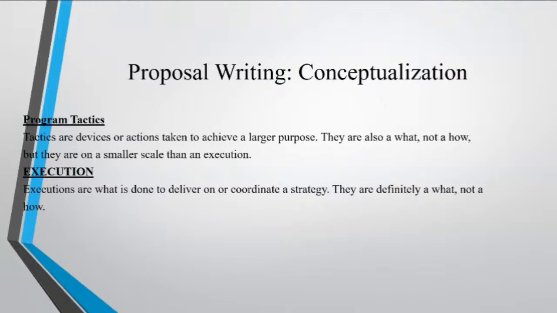So before we get to SMART objectives, there are still two other components I want to talk about in terms of conceptualization. In addition to the goals and objectives and the strategy that we talked about earlier, the other piece of that is that you should be able to provide program tactics. Tactics are activities or actions taken to achieve the larger purpose. They are also the what and not the how, but they are smaller scale than the execution.